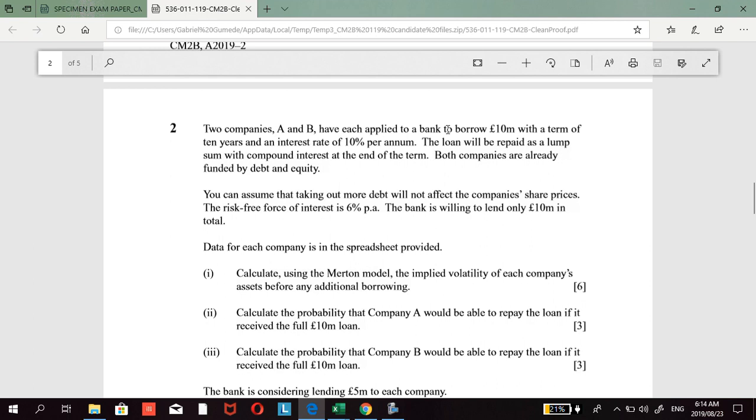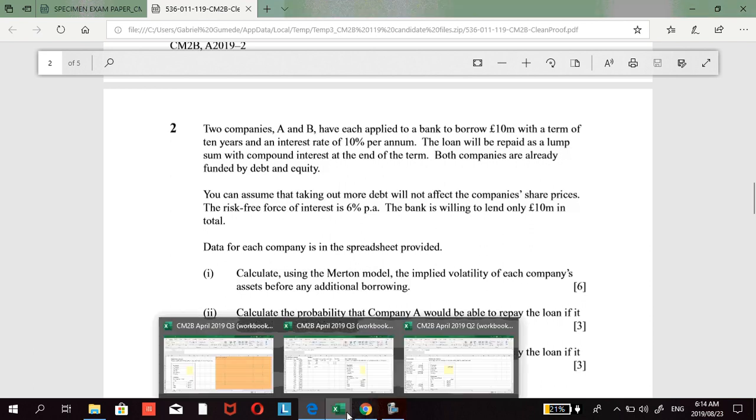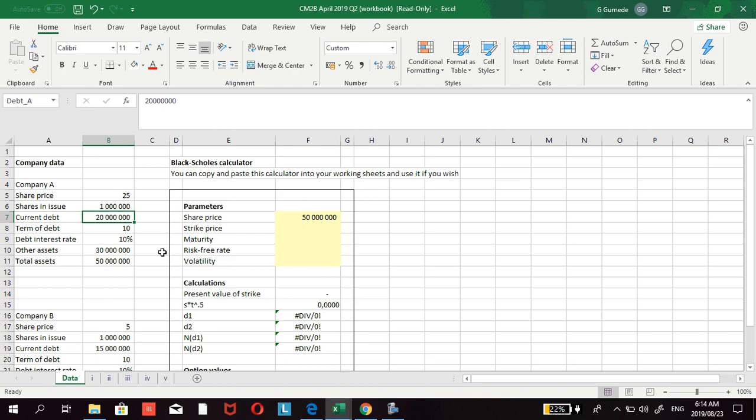So both have each applied to a bank to borrow 10 million. Now we want the volatility of each company's assets before any additional borrowing. So in this calculation, we are not considering this 10 million. Okay, so let's see what is happening there.